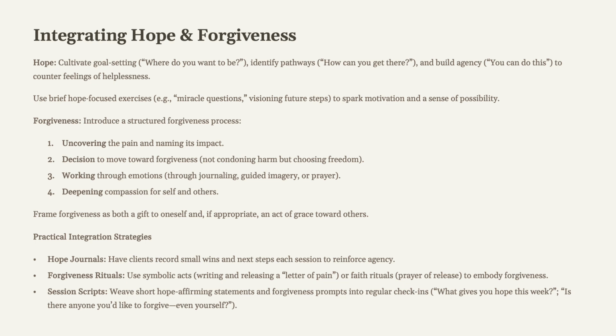Identify how do you get there? Help them build agency. You can do this. When you talk about how they can get there, that's when you're going to identify tools that are going to help post-treatment, support systems, things like that.